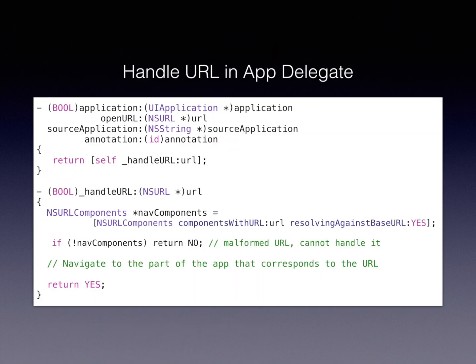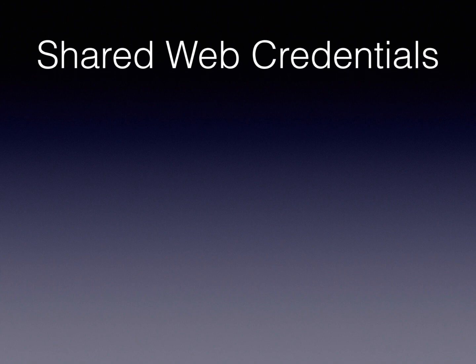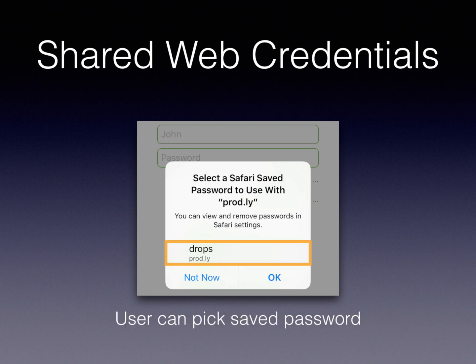So next up, shared web credentials. Shared web credentials, just to show how this looks like. You're presenting a login form in the app, and then the user gets a form where all the usernames that he's previously used on the website are presented to him, and he can pick one, or he can decide not now if he doesn't want the app to have the credential for whatever reason. So he clicks on this and then on OK, and that's it for the user experience.